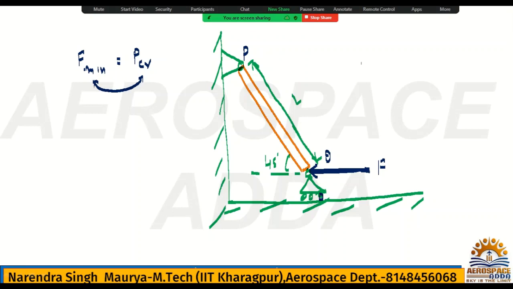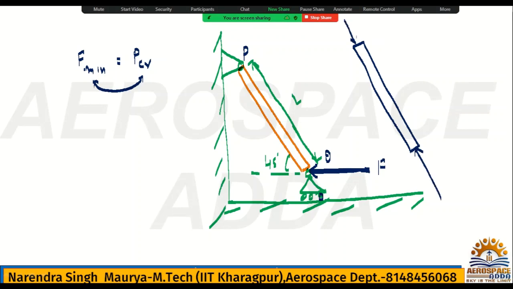Simple, we will take this column, and for the column, check the theory: the load should be axial load. If this is the column with hinge support at both ends, the load should be like this. Orientation you can change, no problem, but the condition is load should be axial. Check, this F is not axial loading. So you need to convert this force into axial loading.